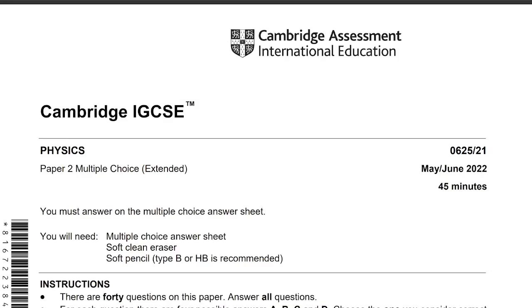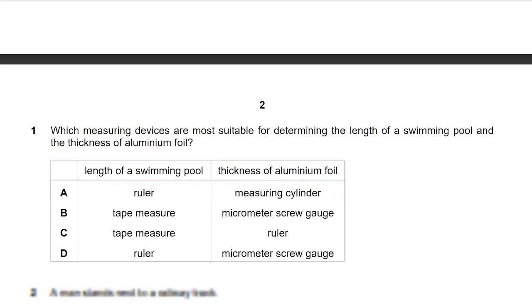In today's video, we are going to be doing the physics paper 2 multiple choice extended. This is the most recent paper, the May June 2022 paper, and there will be 40 MCQ questions that you have to solve in about 45 minutes. So this is paper 2 variant 1, and without further ado, let us begin this paper. So let's begin.